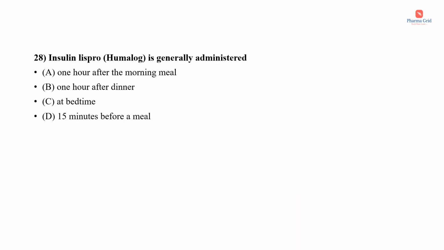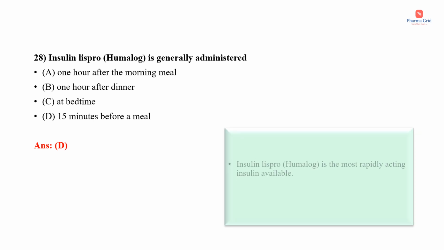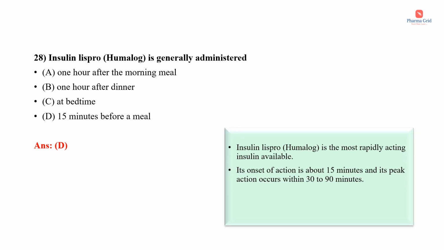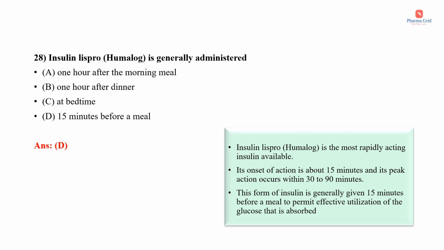Next question. Insulin lispro, that is Humalog, is generally administered. The options are 1 hour after the morning meal, 1 hour after dinner, at bedtime, 15 minutes before a meal. Here the correct answer is option D, that is 15 minutes before a meal. Insulin lispro, which is known as Humalog, is the most rapidly acting insulin available. Other examples of rapid acting insulins are insulin lispro, insulin aspart and insulin glulisine.